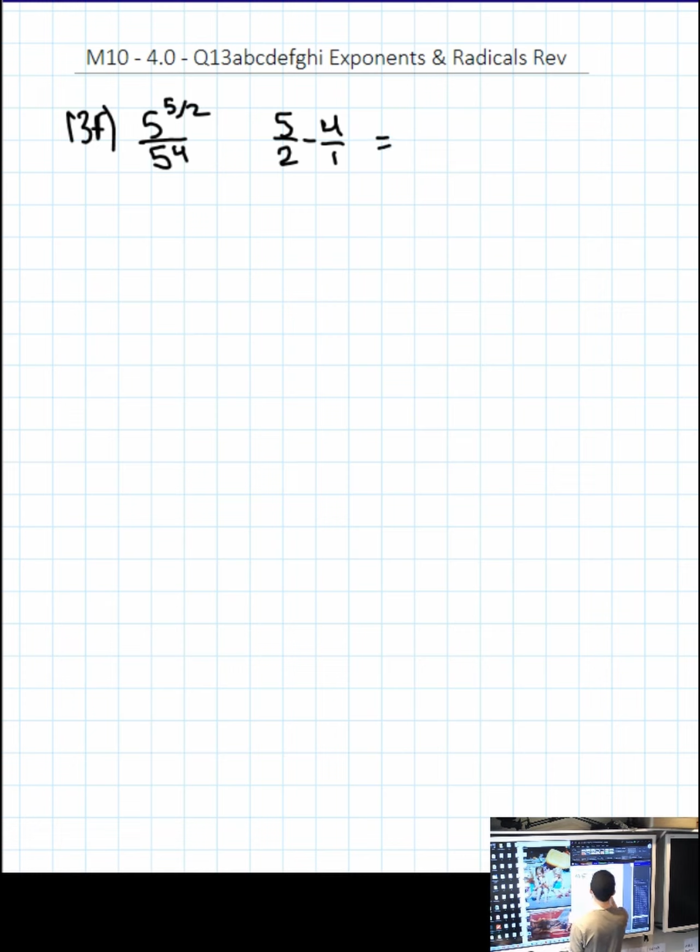The lowest common denominator is 2, so over 2 minus over 2. We're going to times the top and bottom of the second fraction by 2, which is going to be 5 minus 8, which is equal to negative 3 over 2. So the answer will be 5 to the negative 3 over 2. And nobody likes negative exponents, so 1 over 5 to the 3 over 2.